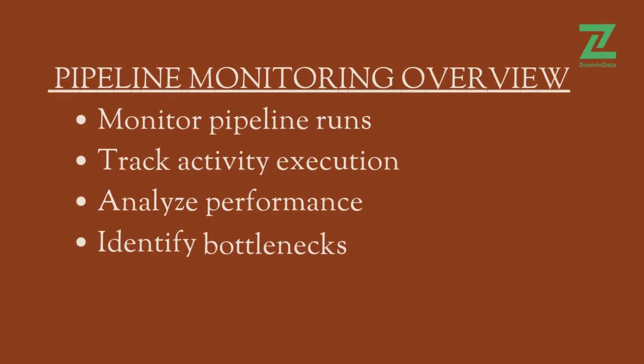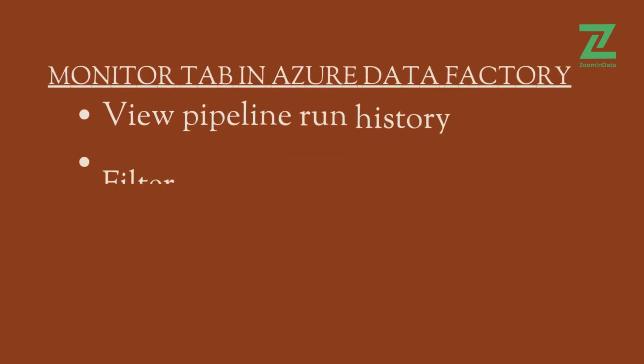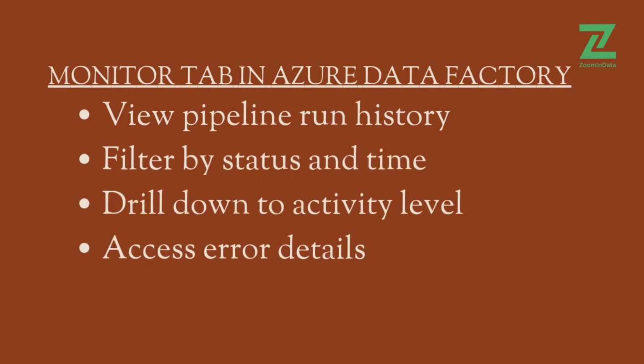Monitoring is the process of observing pipeline executions over time. It helps you understand which pipelines are running, which have failed, and how long they take to execute. Monitoring is essential for performance optimization and reliability. The Monitor tab in Azure Data Factory is the central place for monitoring. You can view pipeline run history, filter by status, and drill down into individual activity runs. This makes troubleshooting much easier.